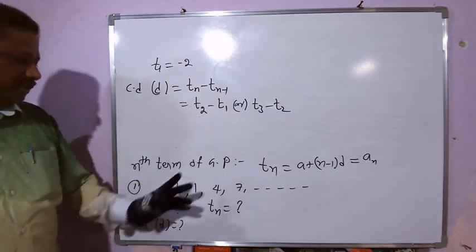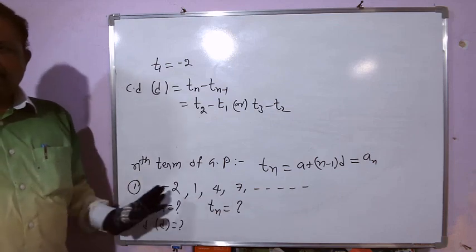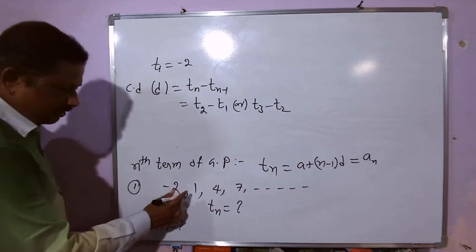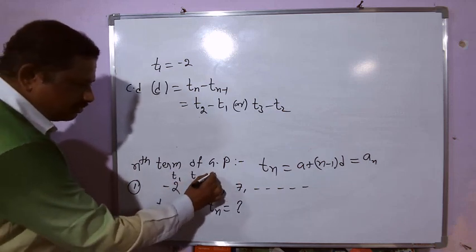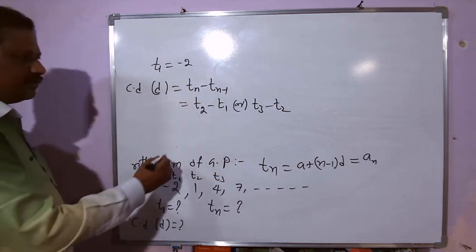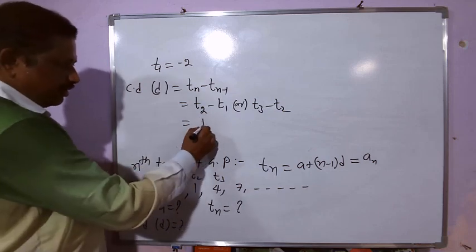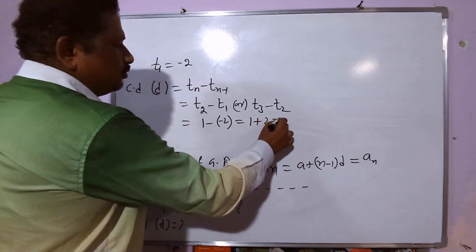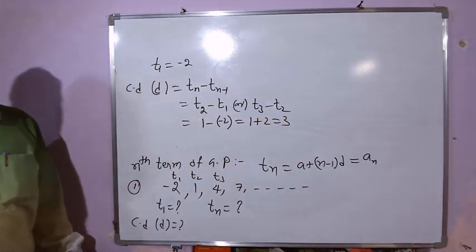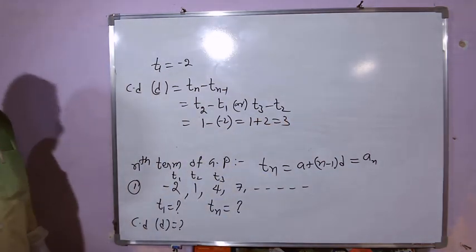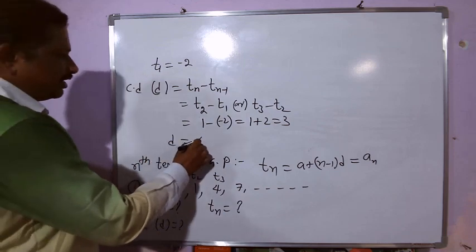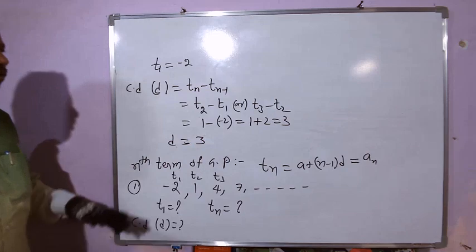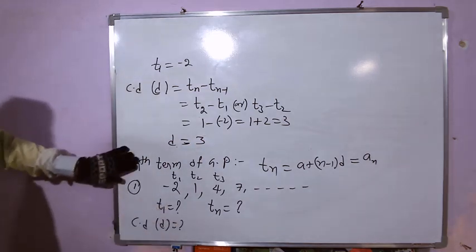So whatever you want, you can write. There will be only 3 terms in the AP. So in these 3 terms, you take the difference of any 2 terms. Here T1 is this one, T2 this one, T3. Difference of these 2 you take. T2 means 1 minus of minus 2, that means 1 plus 2, 3. Common difference is 3. Okay, common difference we got. Next you have to find the nth term, Tn.